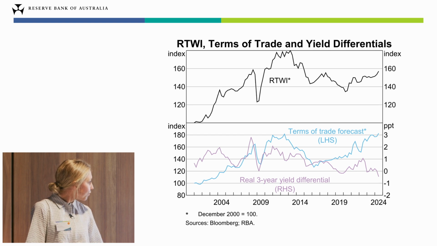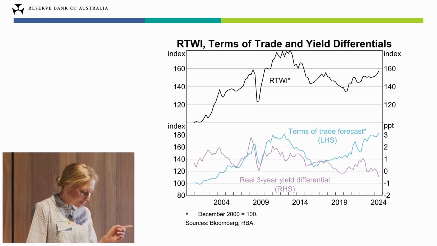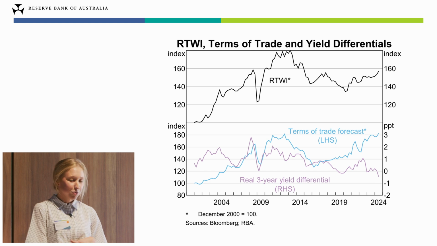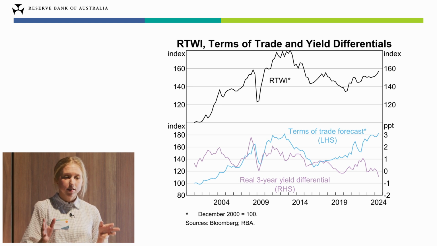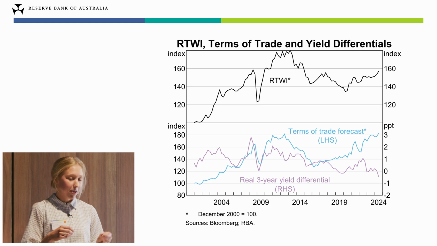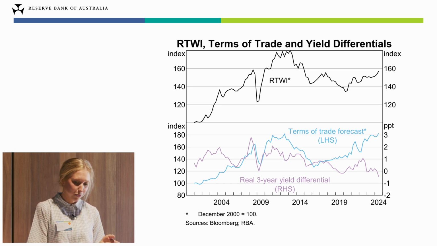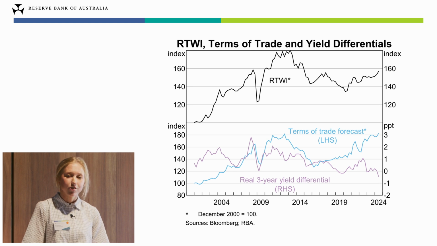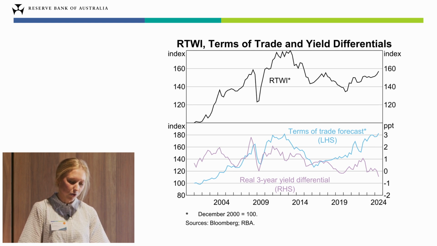So interest rate differentials, which are shown in the purple line up on this chart, are the difference between interest rates in Australia and those overseas. The terms of trade, which are in the blue line, is the ratio of export prices to import prices. Both of these variables tell us about the expected demand for Australian dollars, and both of them are positively correlated with the Australian dollar. And so I'll spend a little bit more time talking to both of these drivers.